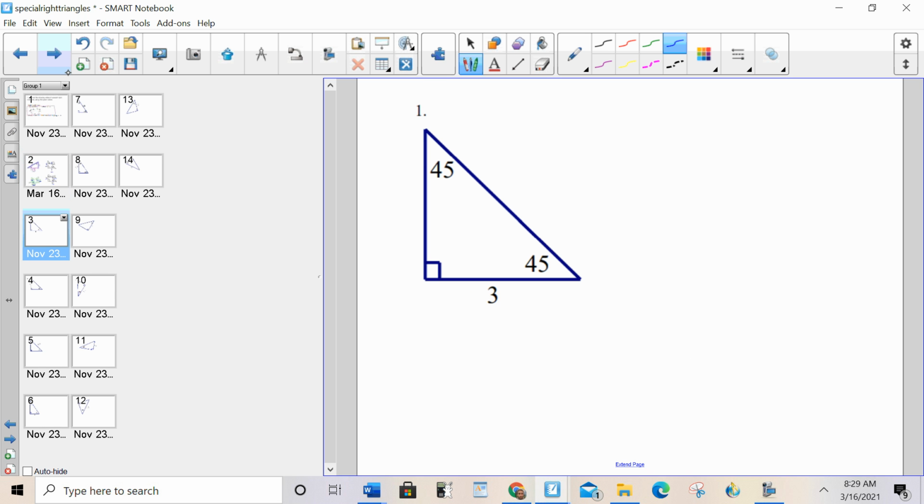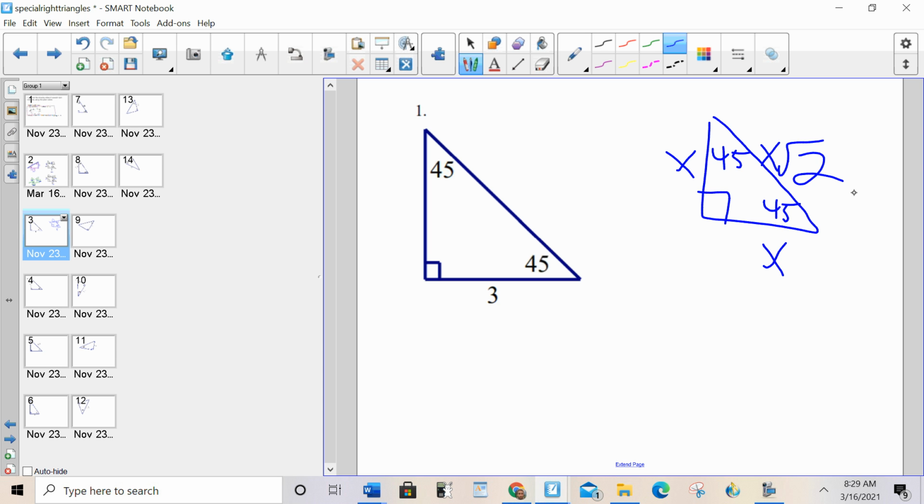So let's take a look at the first example. It's a 45, 45, 90. So for the 45, 45, 90, I know that my legs are the same, and the hypotenuse is the same with a radical 2 tacked on. So if this side is 3, then the other leg is 3. And the hypotenuse is 3 with a radical 2. And that would be your answer. These are not difficult, it's just a matter of recognizing it and knowing it.